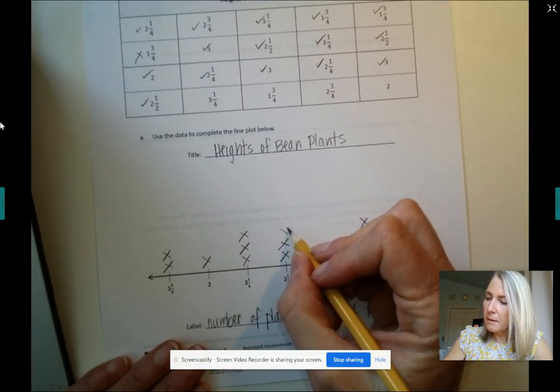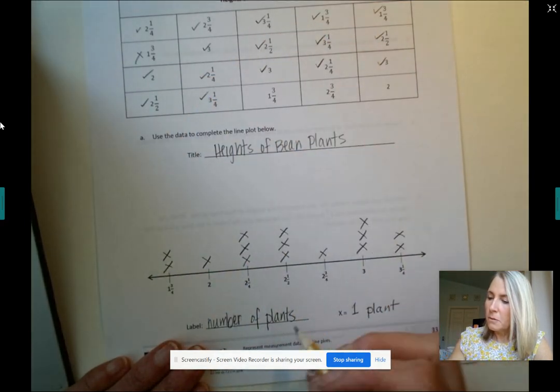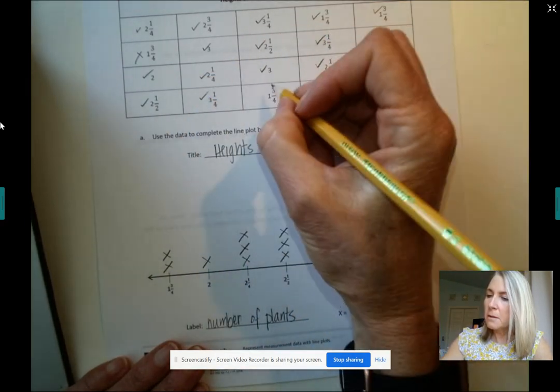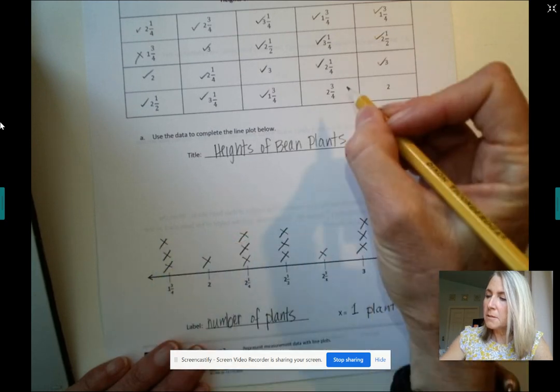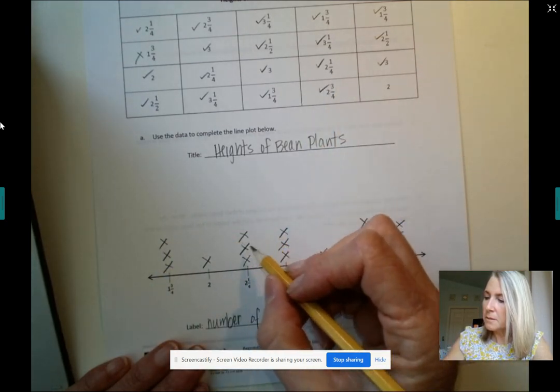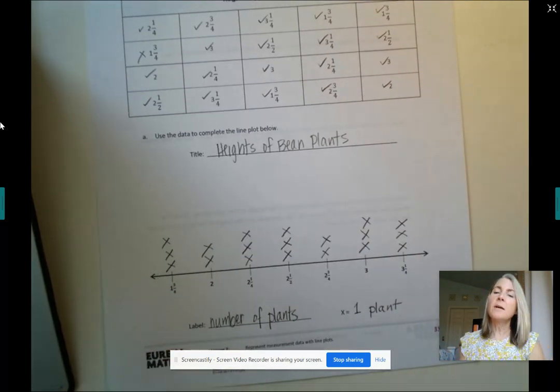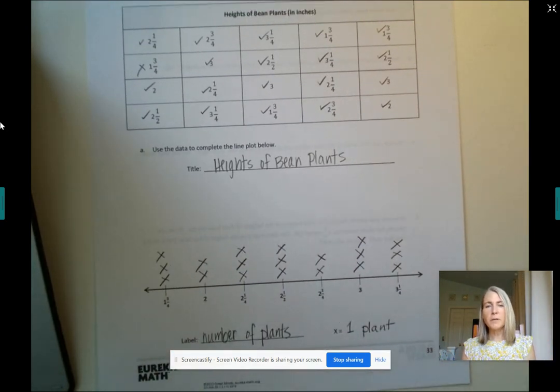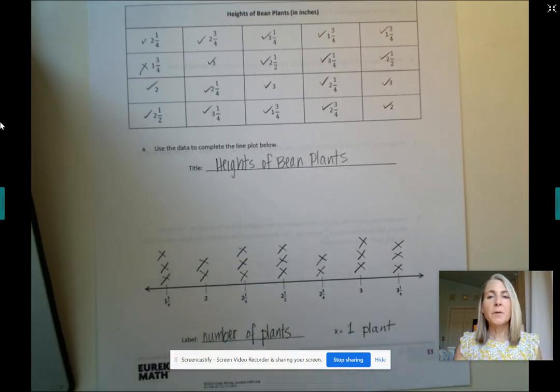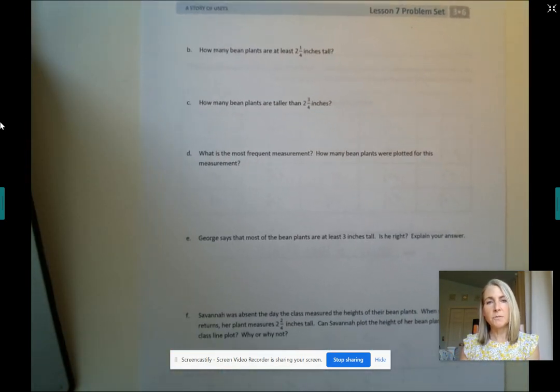So we have 3 1/4, 1 3/4, 2 3/4, and 2. All right, so now for sure I have all of them recorded, and I can see that I clearly checked it off. I even put an X on one. So now my chart is complete. Now on the back side, we have questions regarding this chart.